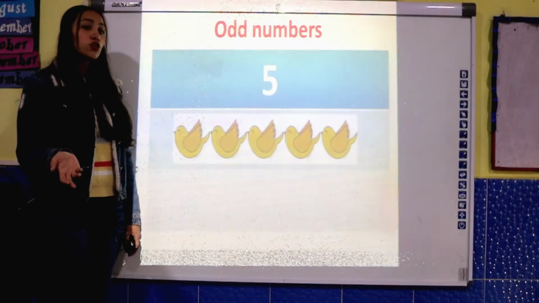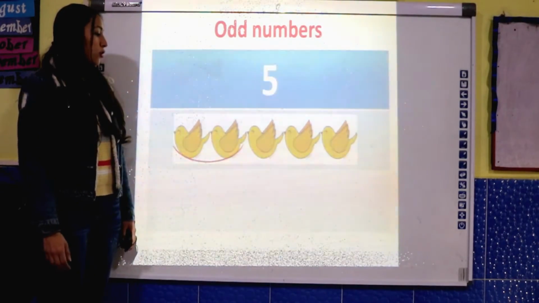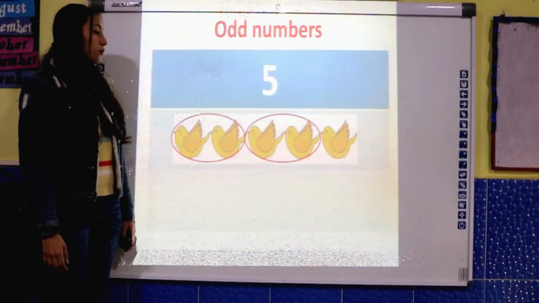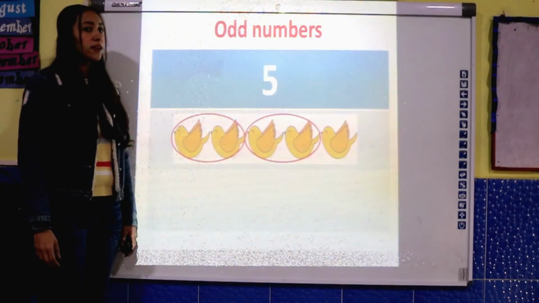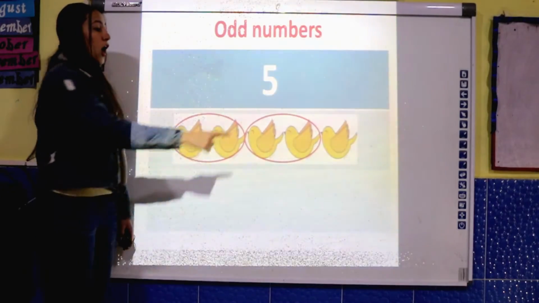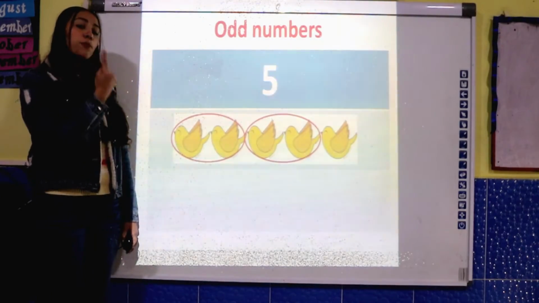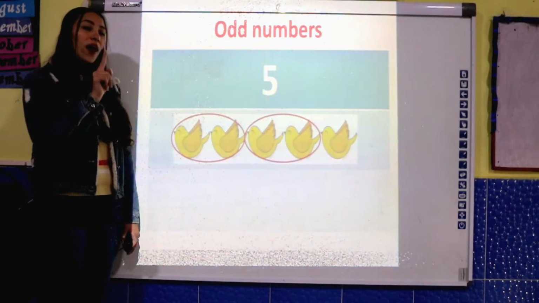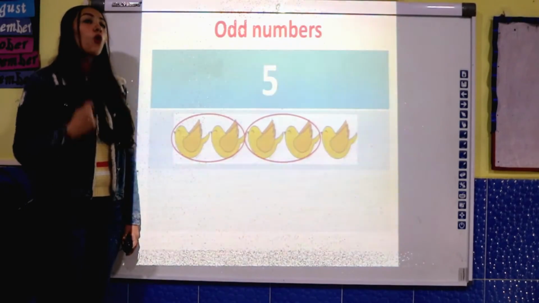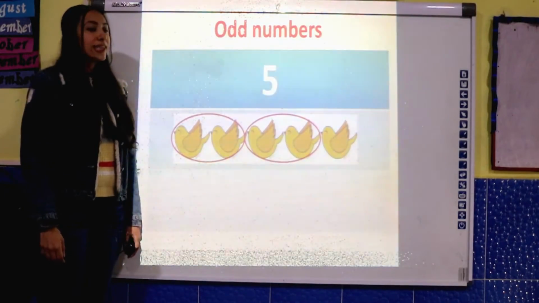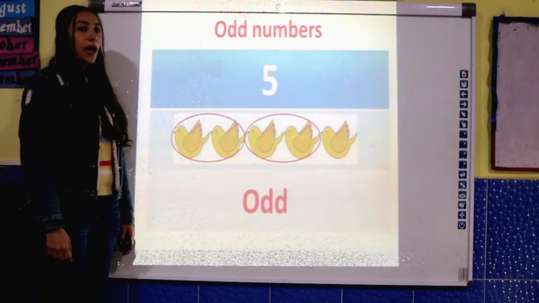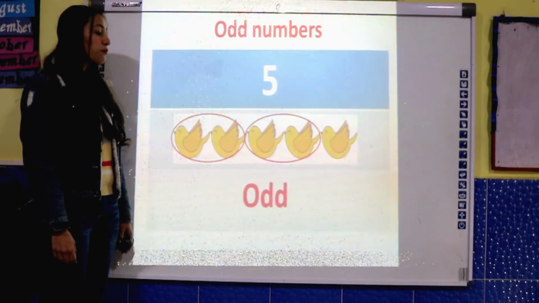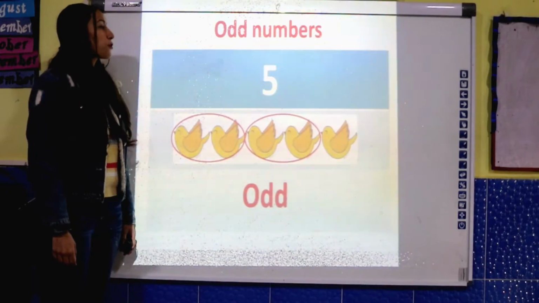number. Let's try to make groups of 2. A group of 2 here. Another group of 2, and oh my god, I can't make another group of 2. I have one sad bird alone without any friends. And when I see one friend alone, is it an odd number or an even number? Yes, it's an odd number, a sad number. So number 5 is an odd number.